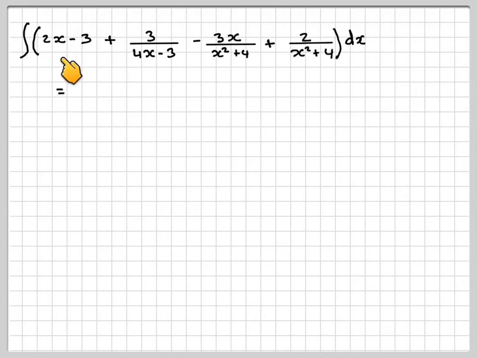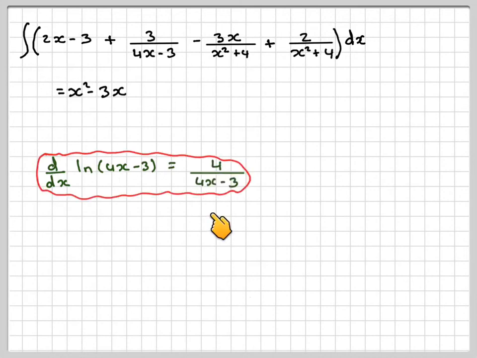Well, this is quite easy when you integrate. It just becomes x squared, and this becomes minus 3x. Now this comes from ln of (4x minus 3). When you differentiate that, you're going to get 4 over (4x minus 3). So we're going to get over 4. We're going to have to divide this by 4, okay, but we've also got the 3 here, so we need the 3 ln of (4x minus 3).